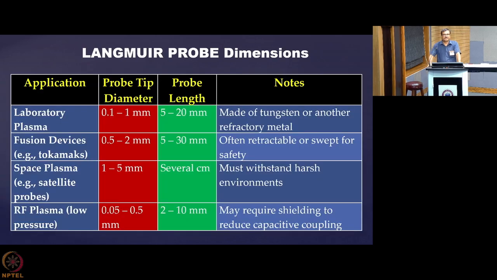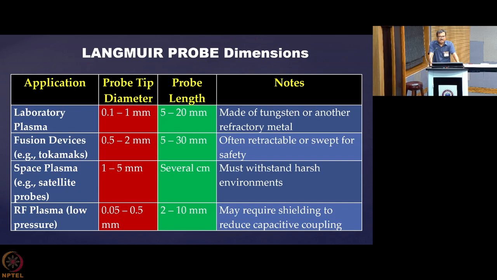So here you go. The Langmuir probe dimensions are like this. It depends on the application. When the application is laboratory plasma, the probe tip diameter is of the order of say 0.1 to 1 millimeter, and the probe length is say 5 to 20 millimeter, and it is usually made of tungsten or another refractory material.